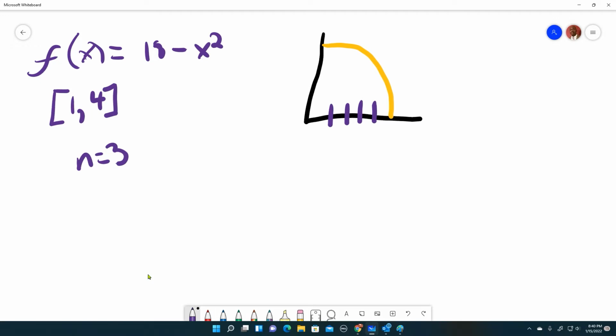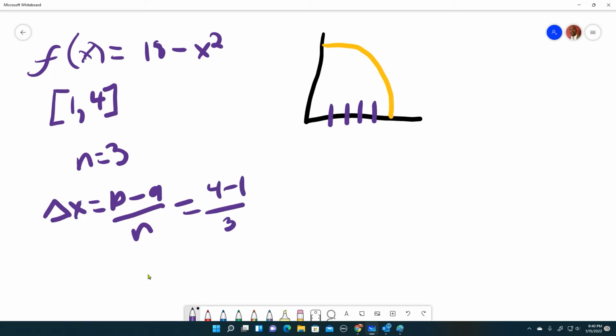And so delta x, just to remind you, delta x is b minus a over n, where a and b are the coordinates of the beginning and the ending of the interval in which we're finding the area, and n is the number of subintervals, or the number of rectangles, or the number of trapezoids. So in this particular case, delta x is 4 minus 1 over 3, which equals 1.